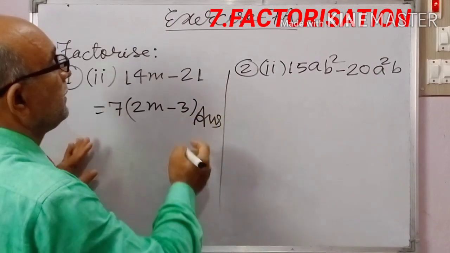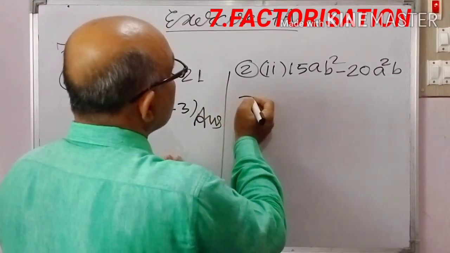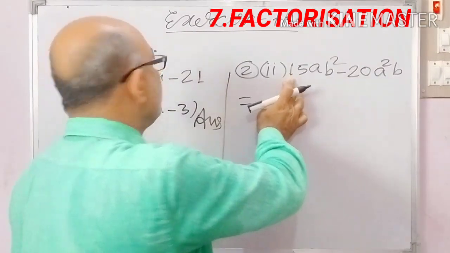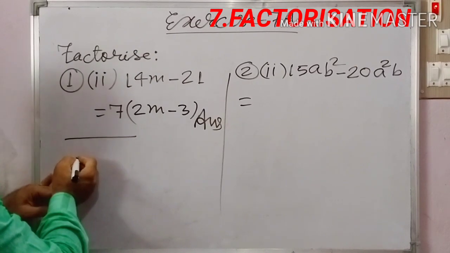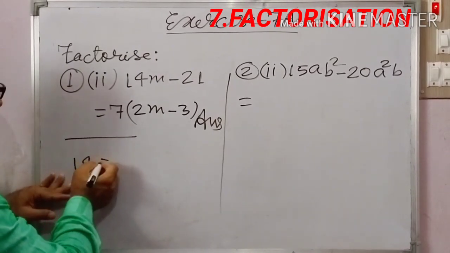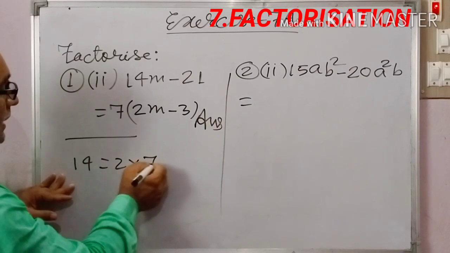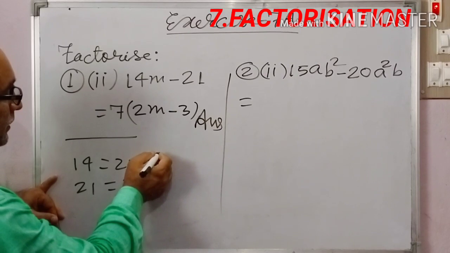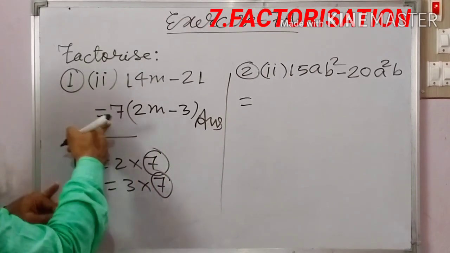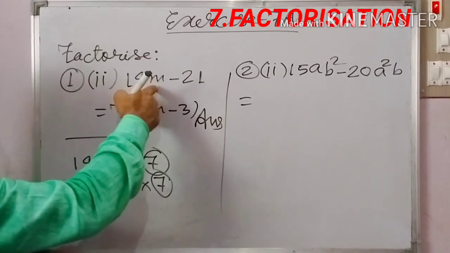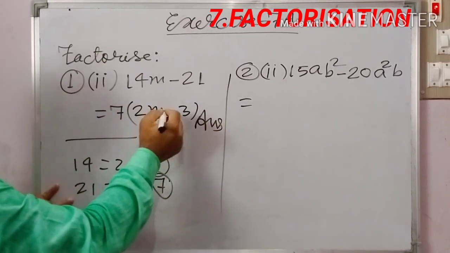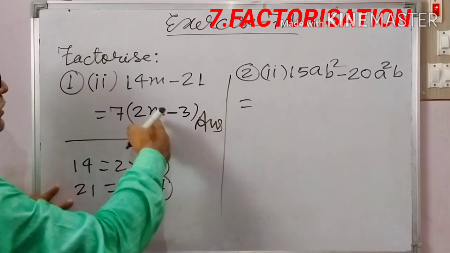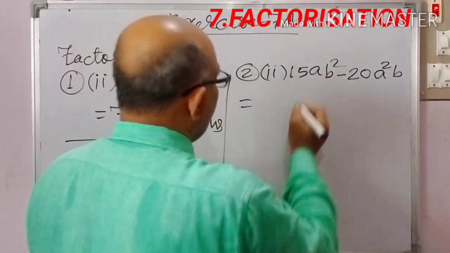Answer. And question number 2: what is common? For understanding, 14 means 2 into 7 and 21 means 3 into 7. So 7 is common. Remaining 2m, minus sign, so minus 3 into 7, 7 is common, remaining 3. So 2m minus 3.